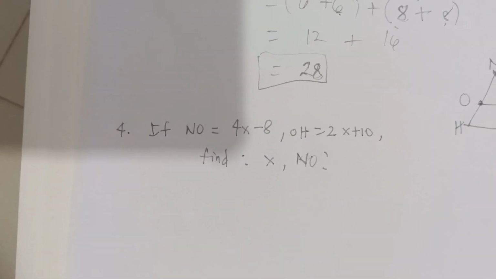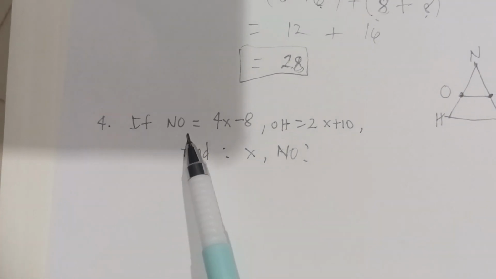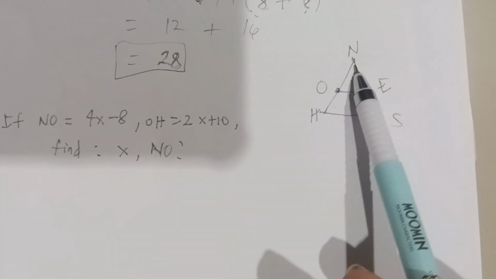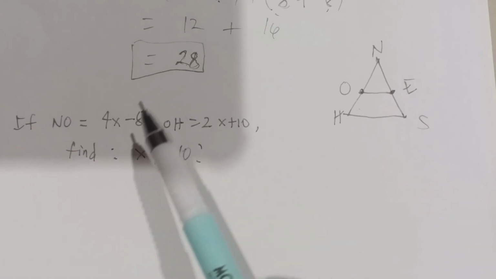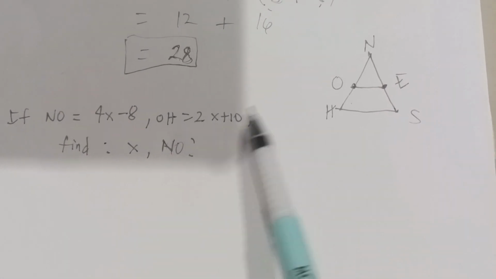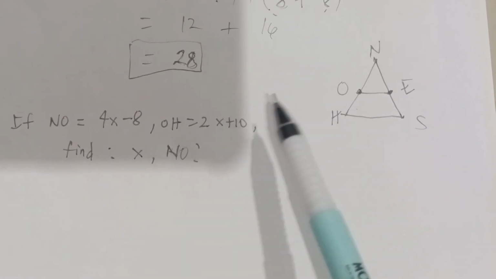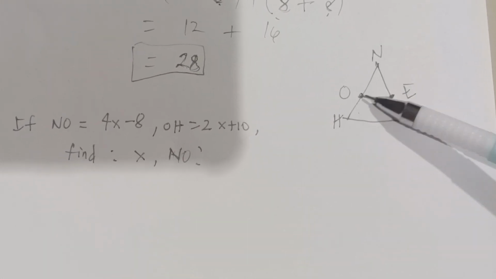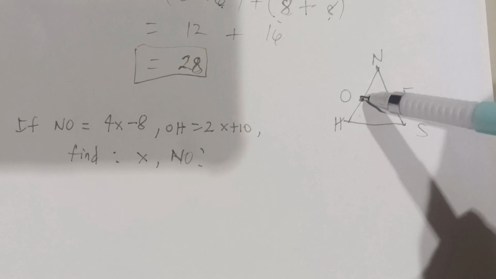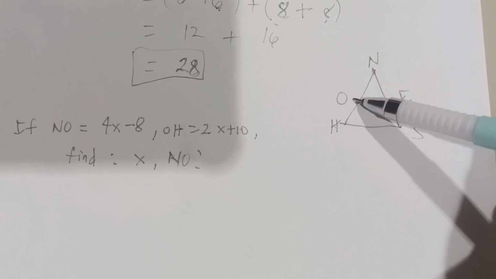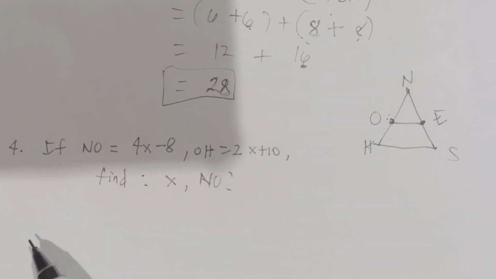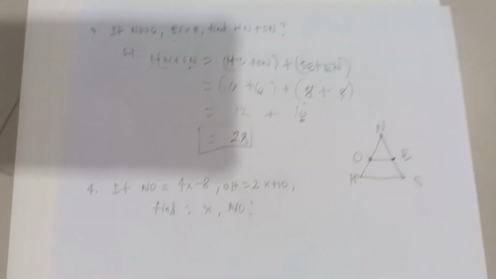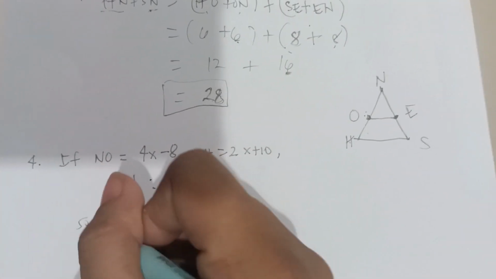That is our answer. Next, for example, number 4. If NO is equal to 4x minus 8, where is NO in our figure? This one. And OH is equal to 2x plus 10. This one. So here we're applying algebra to this first side. And we all know that this point O is the midpoint. Therefore, HO would be just equal to ON. So find x and find NO.